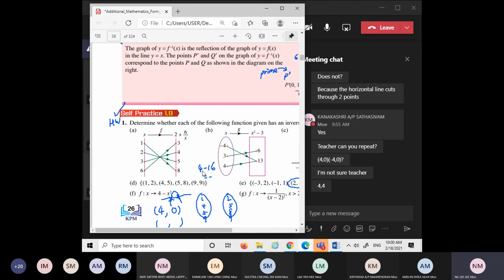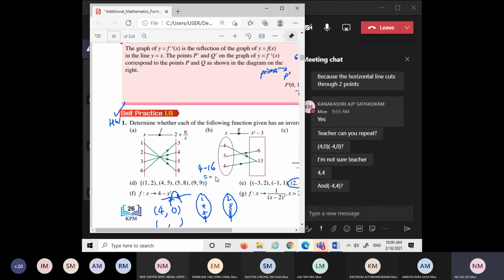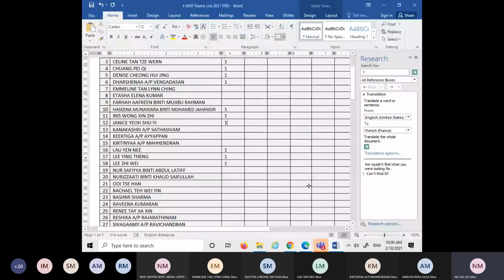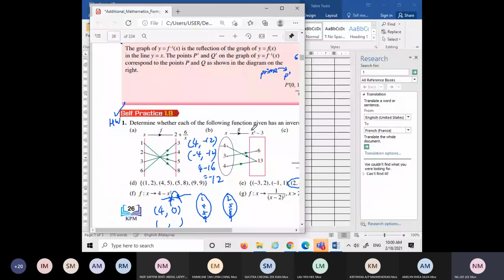Come, I help you. You answer my question. 4 minus 16. No, not 4, 4. Not negative 4, 4. Come on, answer my question. 4 minus 16. Okay, negative 12. So your point should be 4, negative 12. The other point is negative 4, negative 12. Is that okay? Okay, I still give you 1 mark.